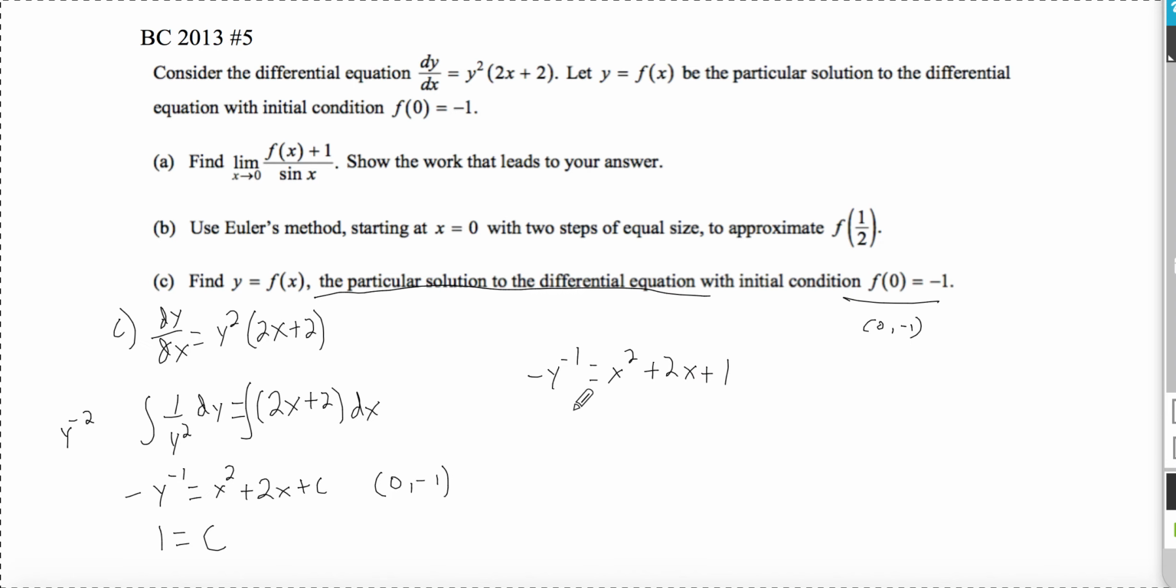I need to get y by itself now, so I'm going to multiply -1 to everything. That'll give me y to the -1 equals negative x squared minus 2x minus 1. Multiply negative through to everything, because I'm trying to get y by itself. Remember, y to the -1 is the same thing as 1 over y. So if I want just y, I need to take the reciprocal. Or I can just raise both sides to the negative first power, another way to think about it. So y equals 1 over negative x squared minus 2x minus 1.